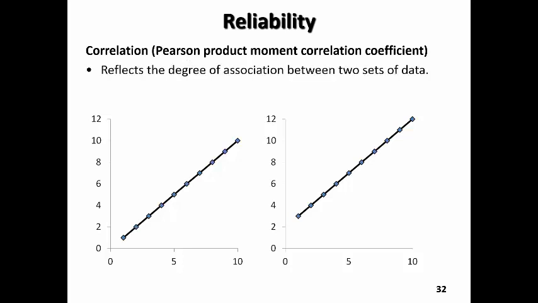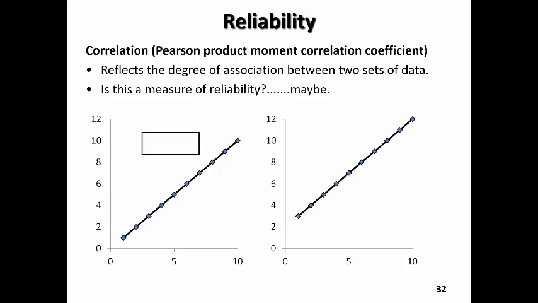So the Pearson product moment correlation coefficient, as a measure of correlation, reflects the degree of association between two sets of data, and sometimes this is used as a measure of reliability, but it is very limited, and we'll go through why the Pearson product moment correlation coefficient is limited as a measure of reliability.